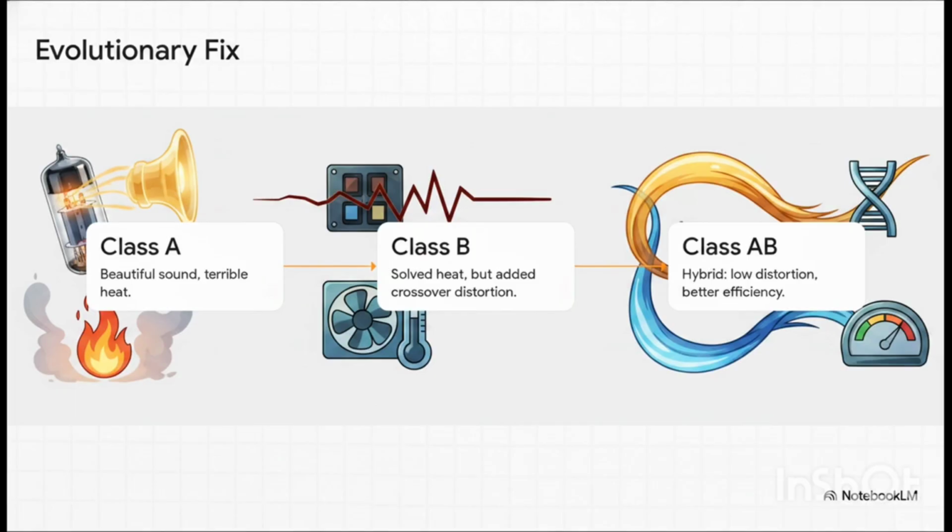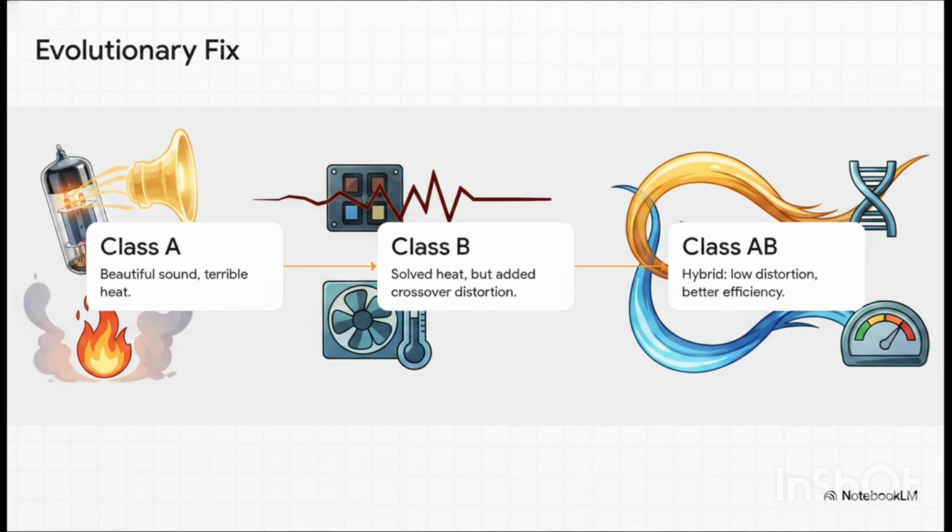Well, first they tried Class B. It solved the heat issue nicely, jumping to about 70% efficiency by turning off parts of the circuit when they weren't needed. But it was kind of a failed experiment for high-end audio because it introduced this nasty thing called crossover distortion. It sounded pretty bad. So back to the drawing board they went, and boom, Class AB was born.